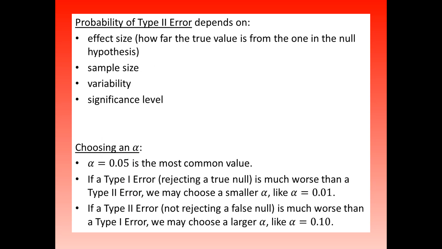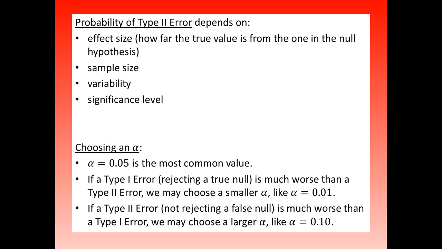The probability of a type 2 error depends on several factors. We're not really going to cover this here, but if you end up doing it in the future, usually the thing that software will compute is not the probability of a type 2 error. Usually it will compute power, and power is 1 minus the probability of a type 2 error. So ideally you'd want the probability of a type 2 error to be low, so you'd want the power to be high.